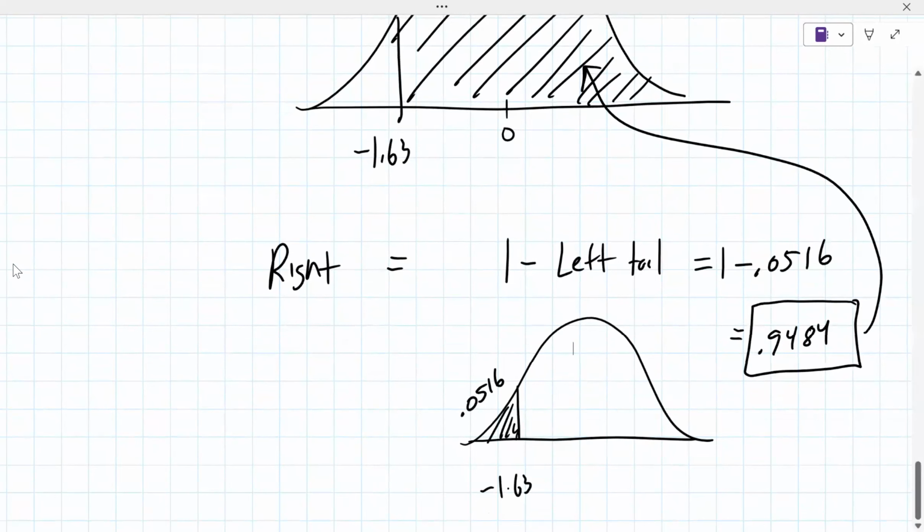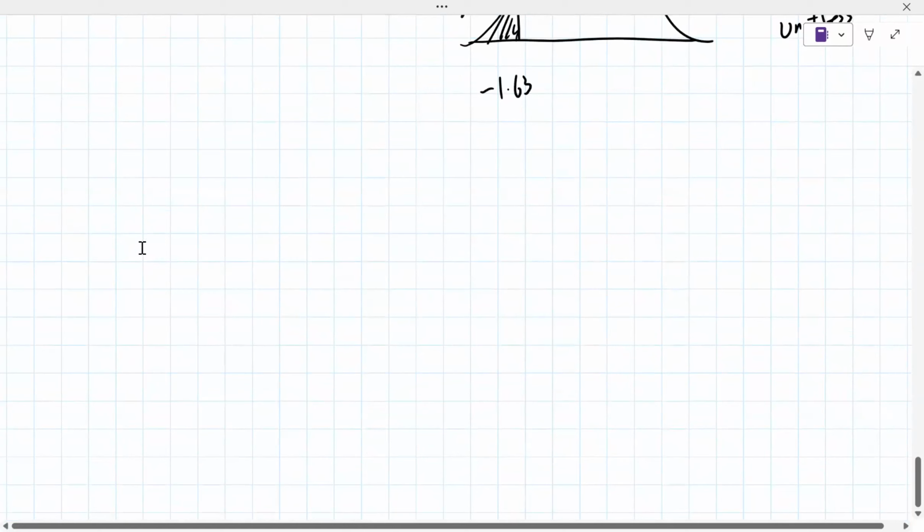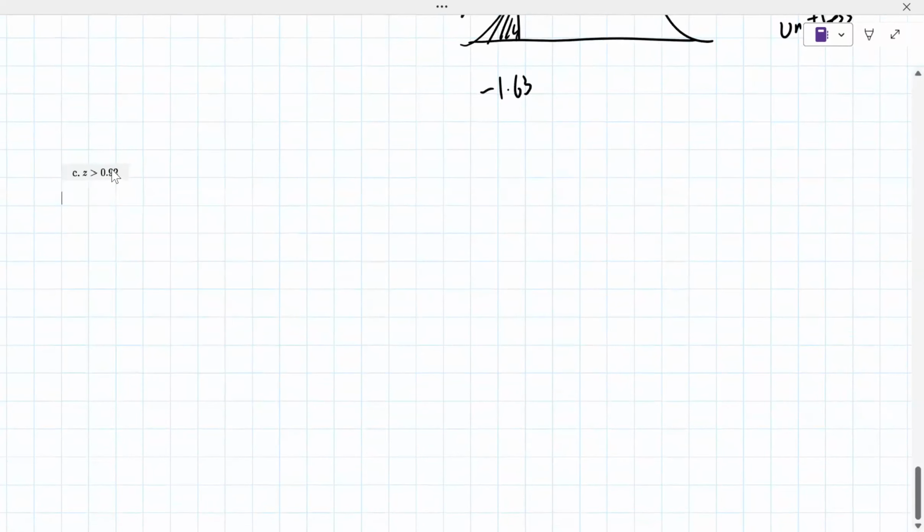So the table can only give you left. If you need the right, you have to get that left tail and subtract it from one. That's how I leave the answer, 0.9484, because it's a proportion. It's considered unitless. It's not a traditional area like when you're thinking of tile or carpet or the size of a golf green. It's just that.